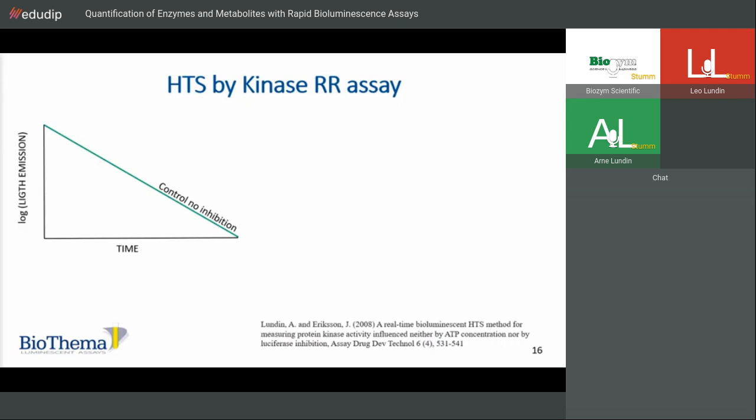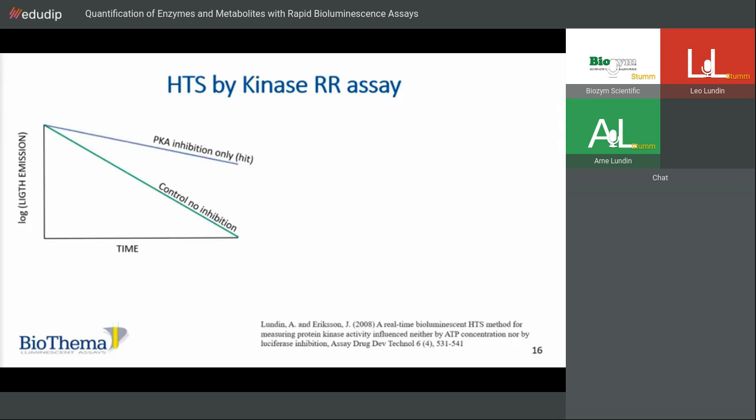The present slide is intended to explain the advantages of the BioThema kinase RR kit. In the paper we published in 2008, the data is based on protein kinase A, described in the previous slide. The method has also been tried for other ATP depleting enzymes, for example aminoacyl-tRNA synthetase. When you plot log of the light emission versus time, you get a straight line as described in the previous slide. So this is how the control will look.